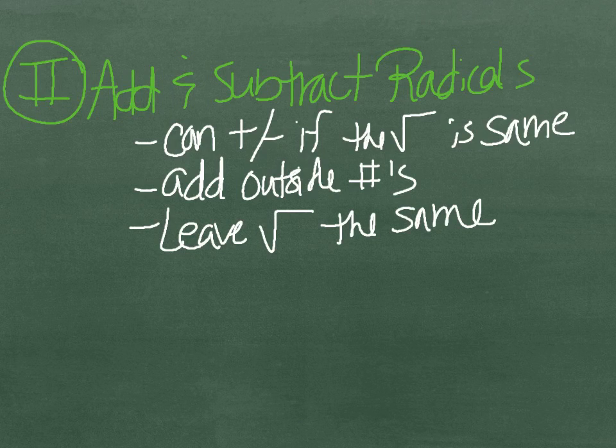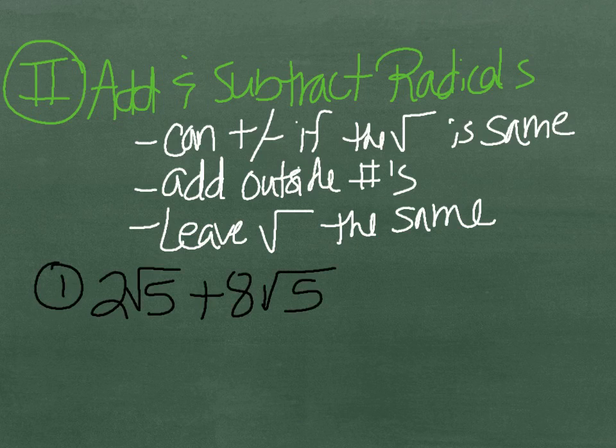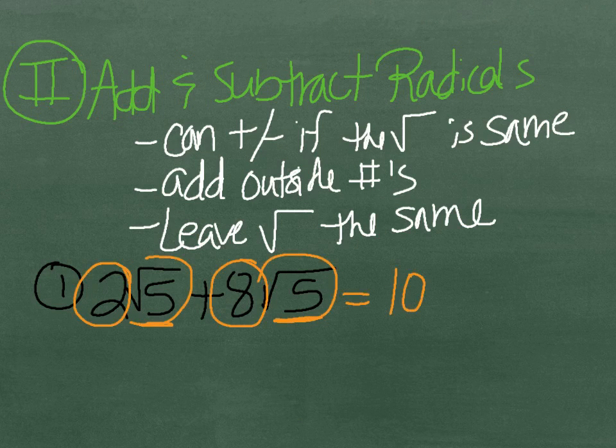So let's say, for example, that we have 2 square root of 5 plus 8 square root of 5. We can definitely add these together because the square root of 5's are the same. Now when you add them together, the second step is you have to add the outside numbers. So we're going to add the coefficients together. 2 plus 8 gives me 10. And then the radical 5s are going to stay the way they are. So it'll be 10 square root of 5. That's all you have to do to add.